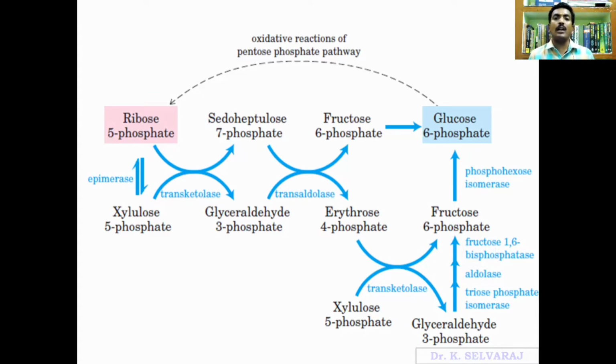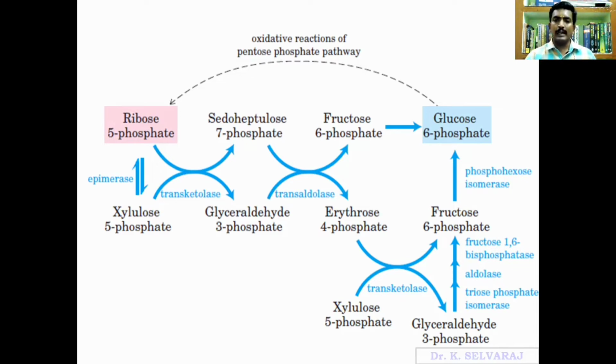Here, the transaldolase enzyme is involved. Transaldolase is the enzyme which helps to transfer the aldose to the aldose acceptor. So the fructose 6-phosphate and the erythrose 4-phosphate are formed. Here, the fructose 6-phosphate is again converted into glucose 6-phosphate, and erythrose 4-phosphate is joined with another xylulose 5-phosphate. It forms a fructose 6-phosphate and glyceraldehyde 3-phosphate, and another glyceraldehyde 3-phosphate is formed through the same process.